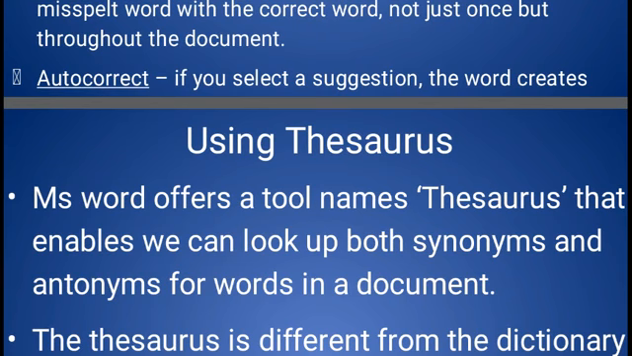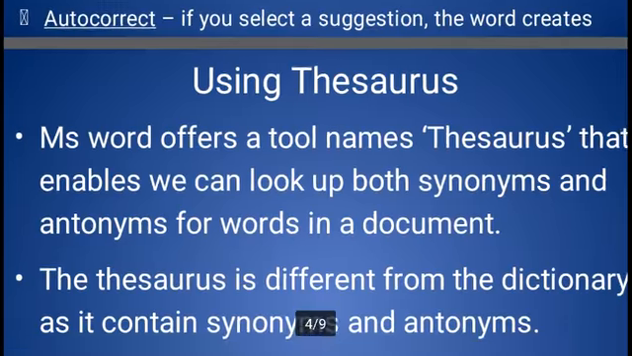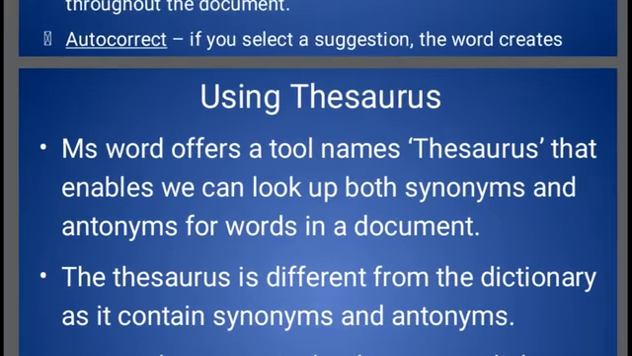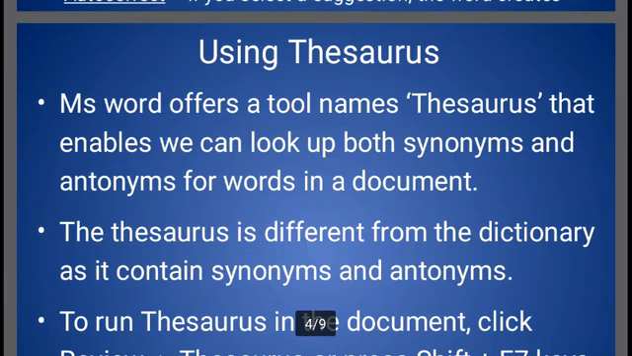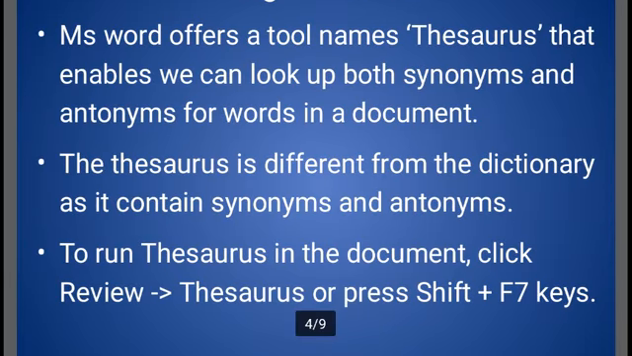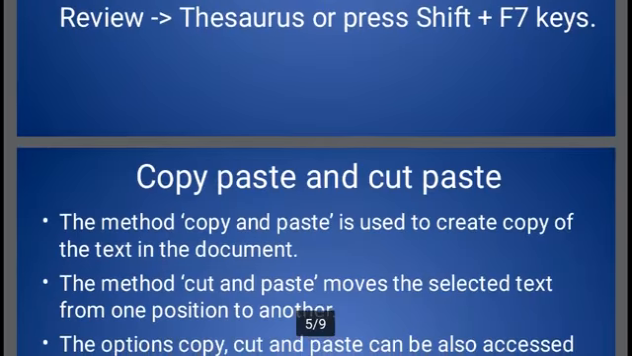With the help of the thesaurus option, MS Word offers a tool named thesaurus that enables us to look up both synonyms and antonyms for words in a document. The thesaurus is different from the dictionary as it contains synonyms and antonyms. To run the thesaurus in a document, click Review and Thesaurus, or press Shift plus F7 keys. So we can also see the multiple meanings of a word or antonyms also.